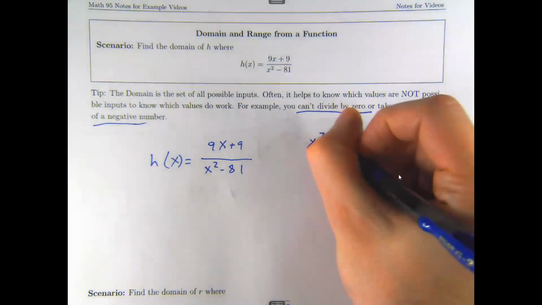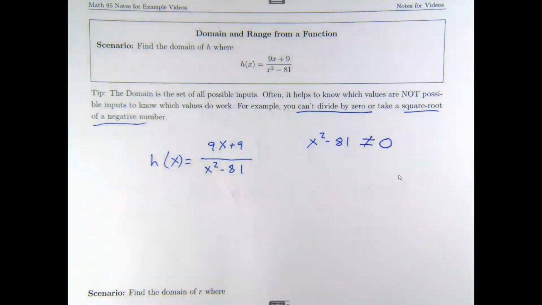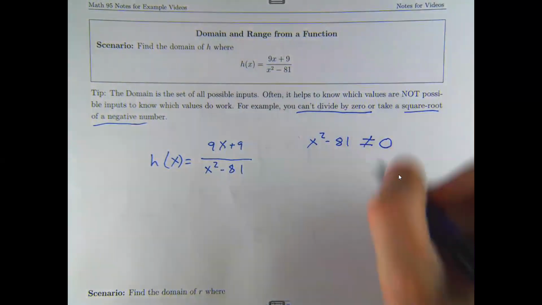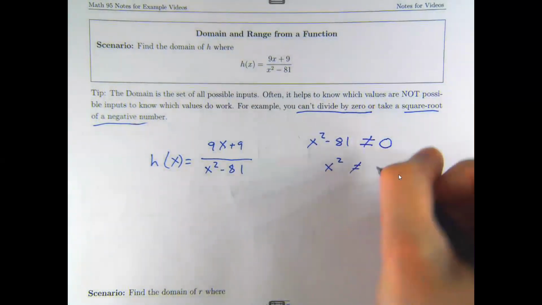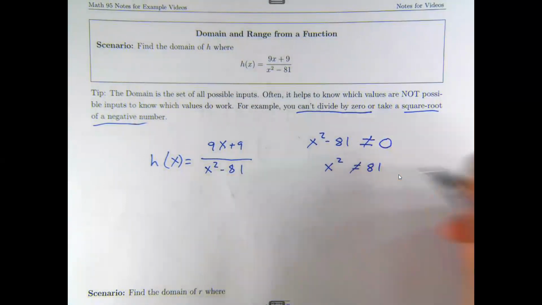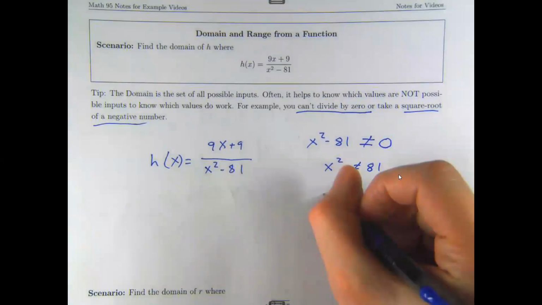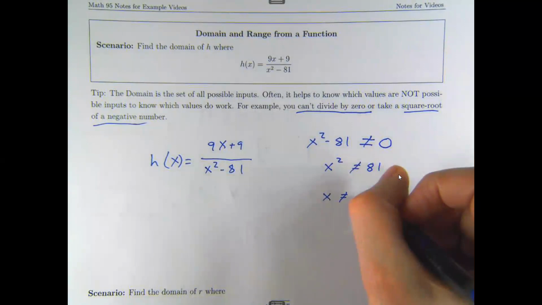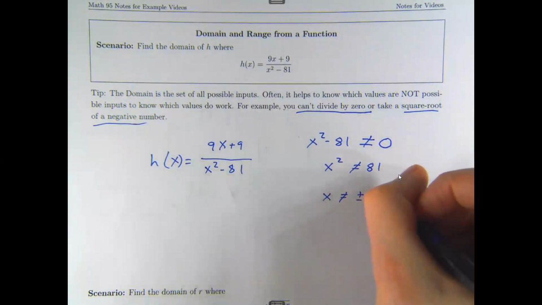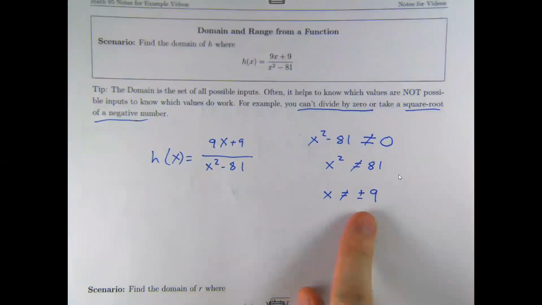So x squared minus 81, I do not want that equal to 0. And I'm going to solve this. So I'm going to move that 81 to the other side, adding it over. And then I'm going to take the square root of this. When I take the square root, I always have the plus and minus. Square root of 81 is 9. So I can plug in any value I want except for a positive 9 or a negative 9.